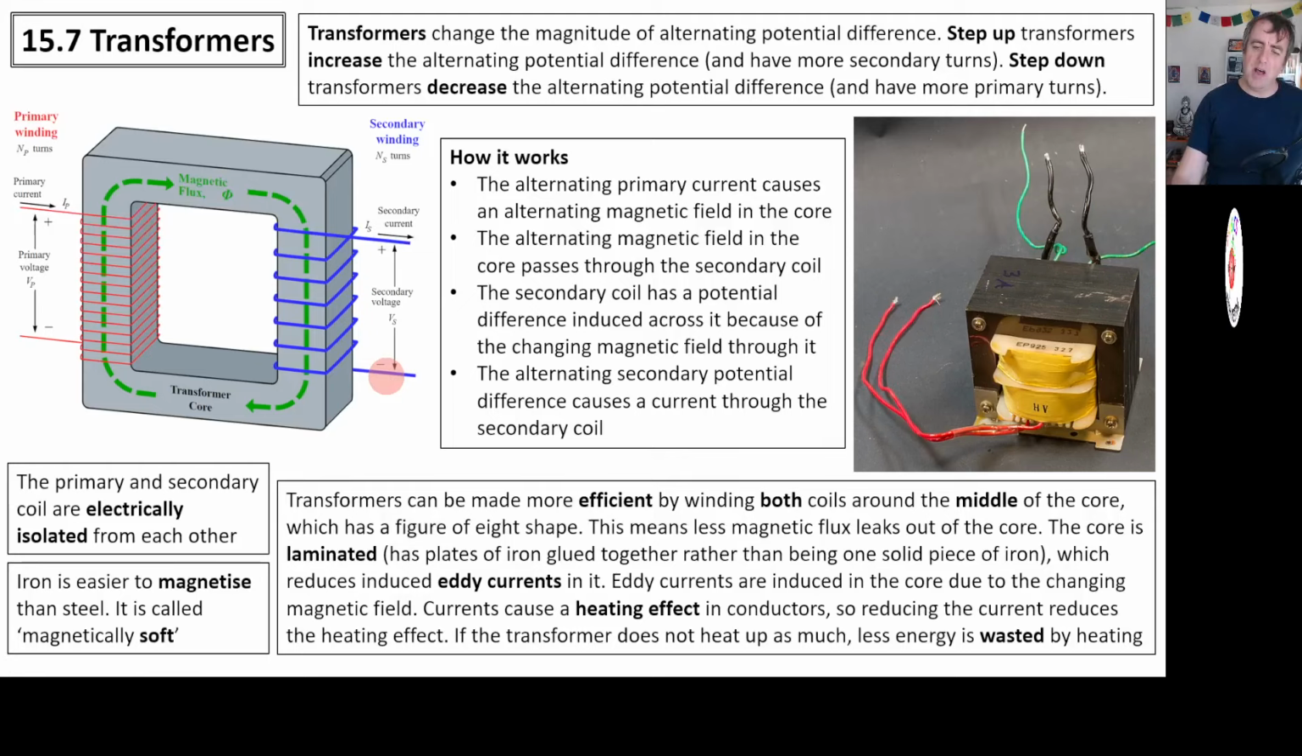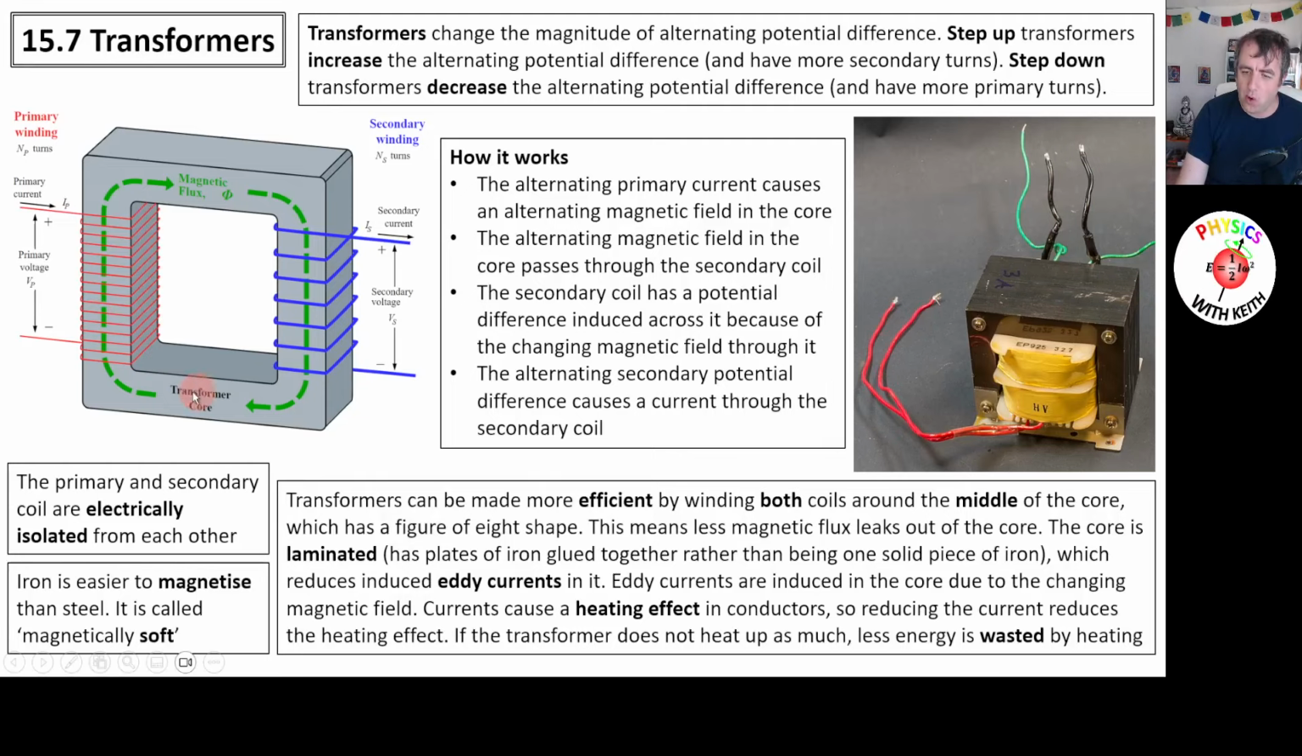When there is current passing through the primary coil, it has a magnetic field, because that's what solenoids do. So why have we got a current passing through the primary coil? Because there's a potential difference across the primary coil. Now, the potential difference across the primary coil keeps changing direction. It's alternating, which means the current through the primary coil keeps changing direction, which means the magnetic field that the primary coil has keeps changing direction.